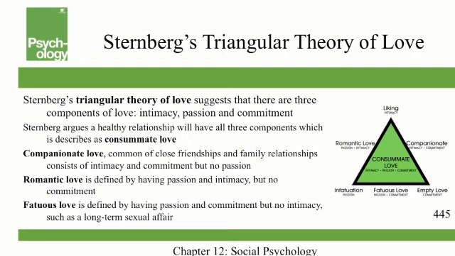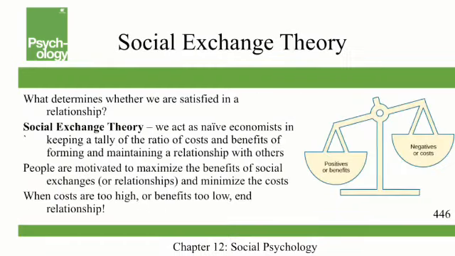He says that a healthy relationship has all three components, and he calls that consummate love, which is different from companionate love. That's common in close friendships and family relationships because it's intimacy and commitment, but no passion. Romantic love is having passion and intimacy, but no commitment. And fatuous love is having passion and commitment, but no intimacy, such as a long-term sexual affair. I suppose that doesn't seem very common to me.